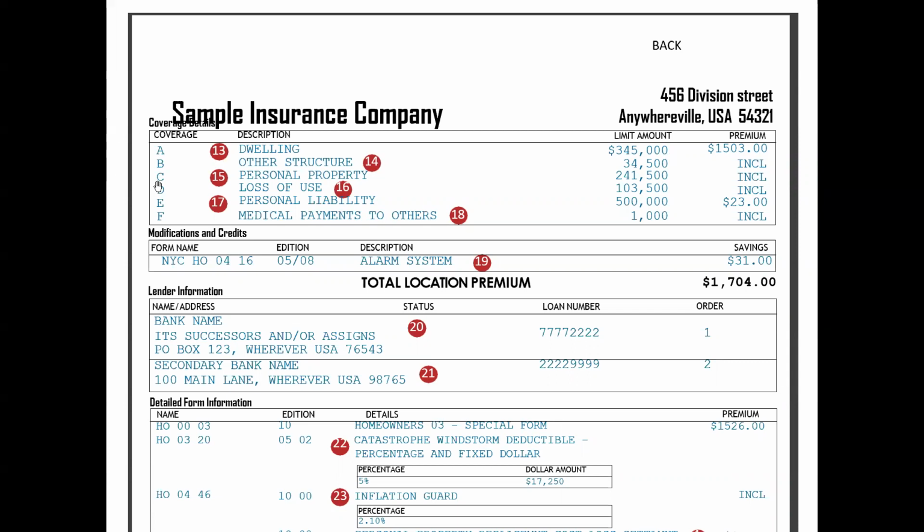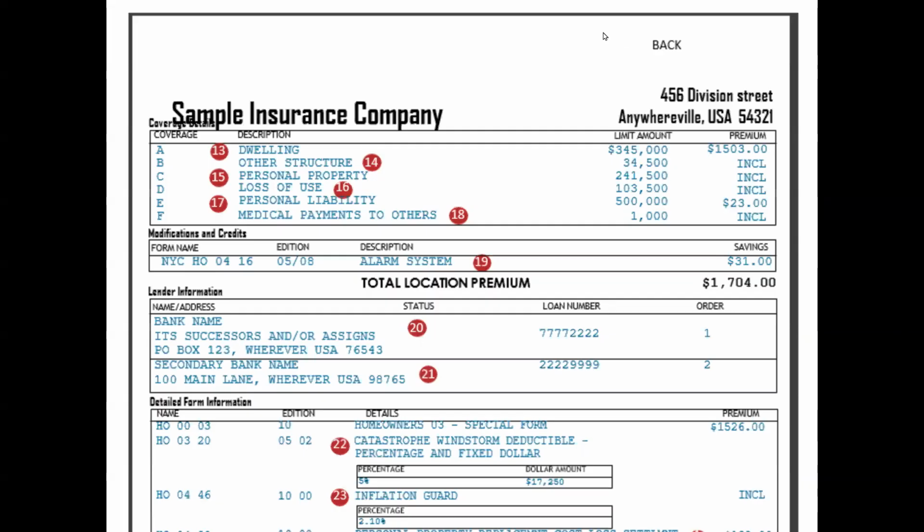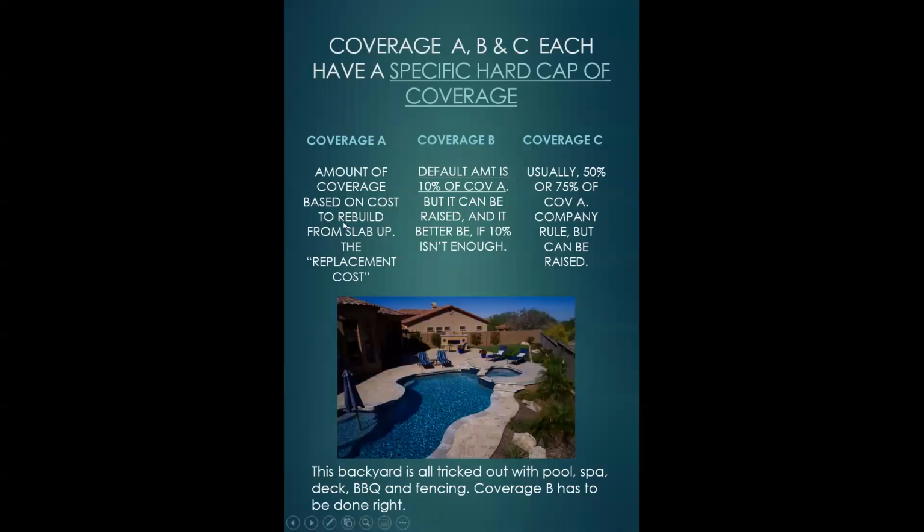And there's coverage C, your personal property, $241,000. So pretty big number, right? 75% of coverage A. And you get all of it, all of coverage A, plus all of coverage B, and all of coverage C, plus, plus, plus. So in every case, it's plus, plus, plus. All right. So that's it. We're off to a good start.